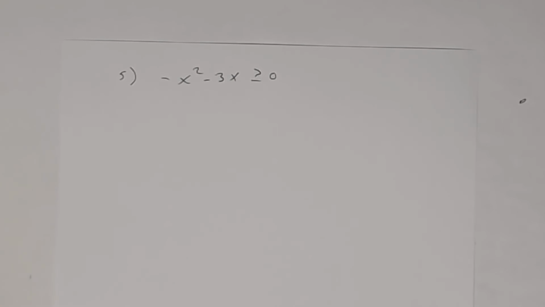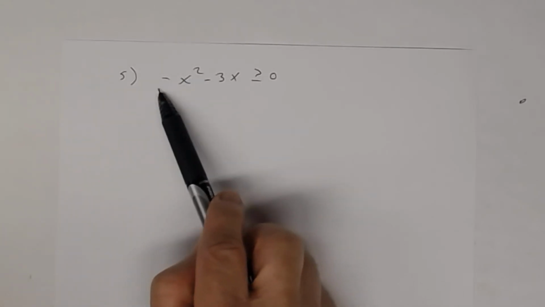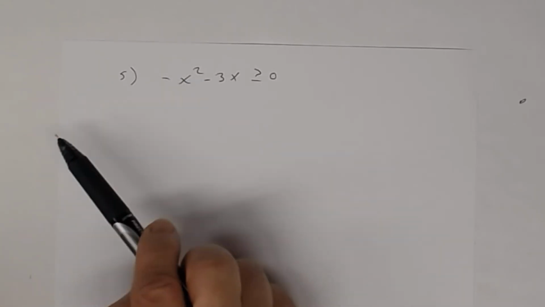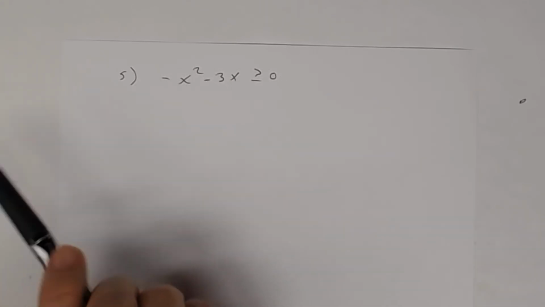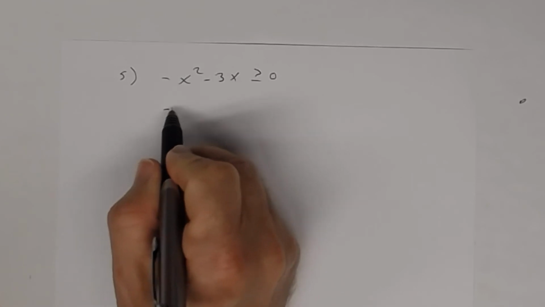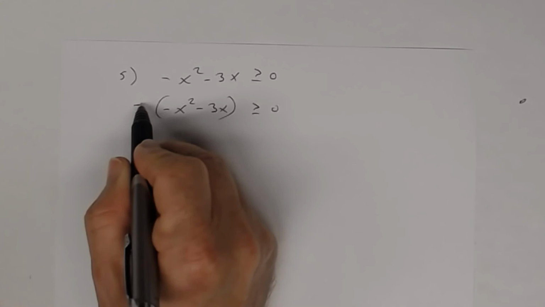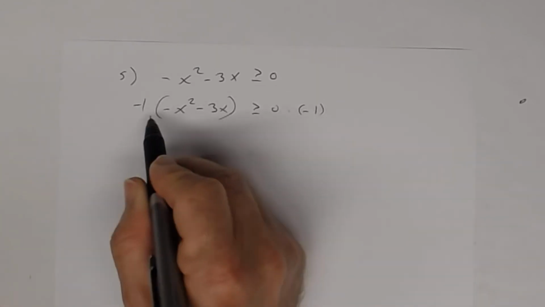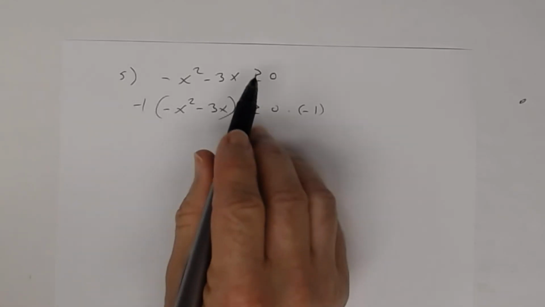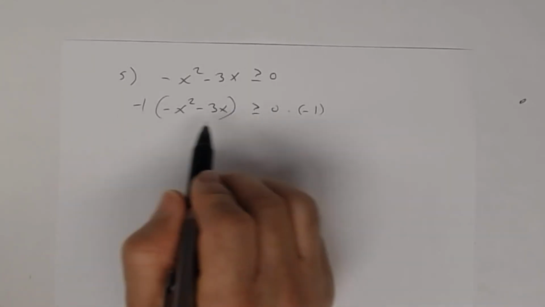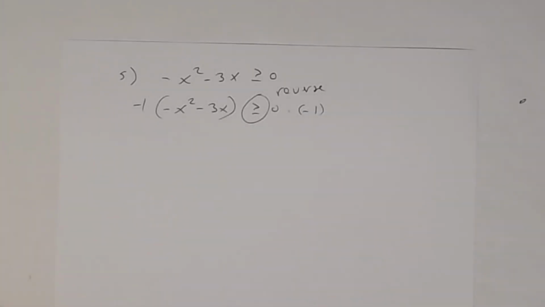What I would do in this problem, given that x squared has a negative coefficient, is go ahead and multiply both sides by -1. Let's do that first. So -x squared minus 3x greater than or equal to 0. Multiply this side by -1. Remember, what you do to one side, you have to do the other. So you have to do this side by -1 as well. But I am multiplying an inequality by a negative number, so I've got to remember to reverse this inequality symbol.